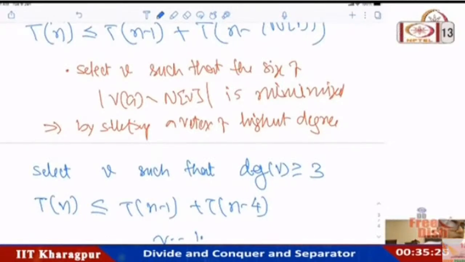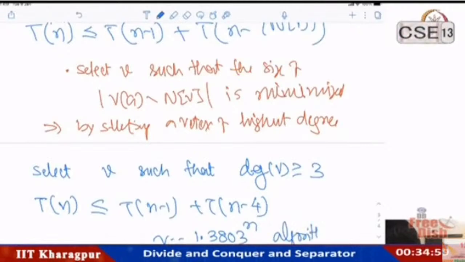Let's see how much is 1 comma 4. So 1 comma 4 solves to 1.3803. So this will be a 1.3803 to the power n algorithm.